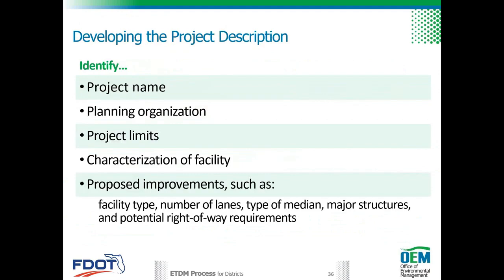So here we're looking to identify a project name, name of cities and counties, name of planning organizations, limits of the proposed project, such as the local termini and length, description of the existing or general characterizations of the new facility, and descriptions of proposed improvements.